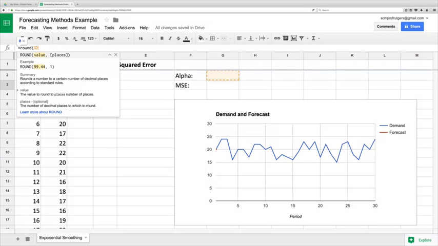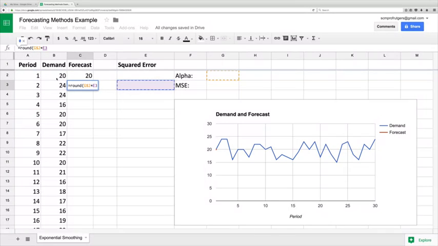which means we need a $ sign right in here, times past demand, plus 1 minus alpha, and that needs a $ sign, times the prior forecast. So the exponential smoothing formula is made up of alpha times prior demand plus 1 minus alpha times the prior forecast. And that way it takes into account, with a certain weighting, all prior forecasts and how well they did.